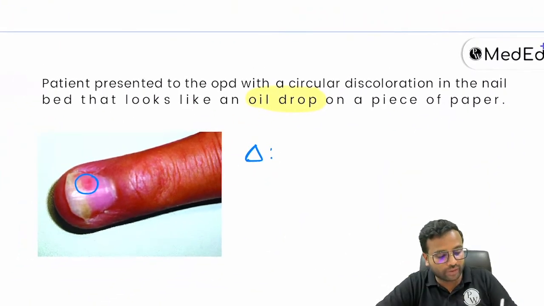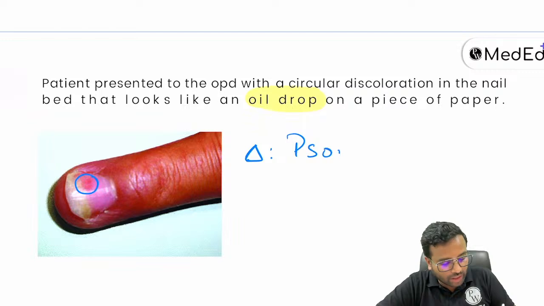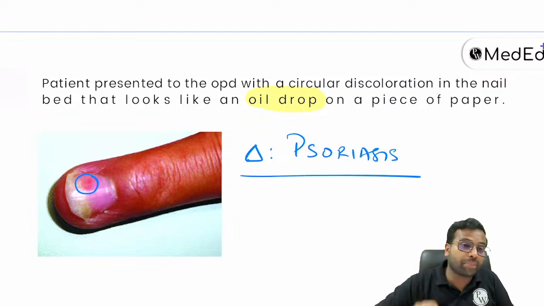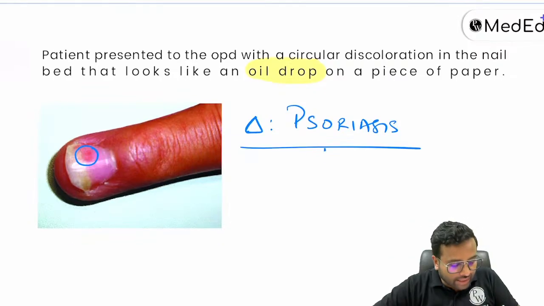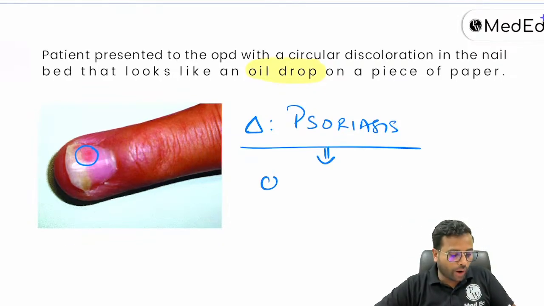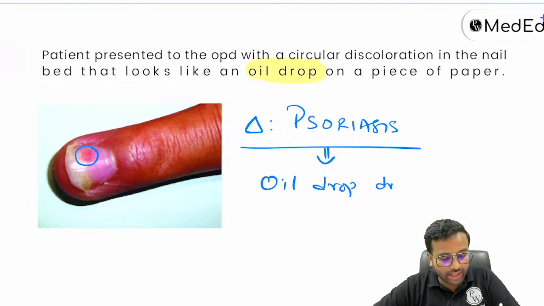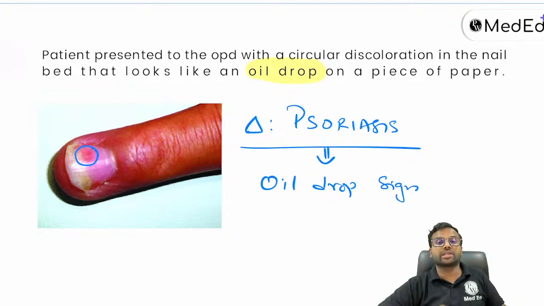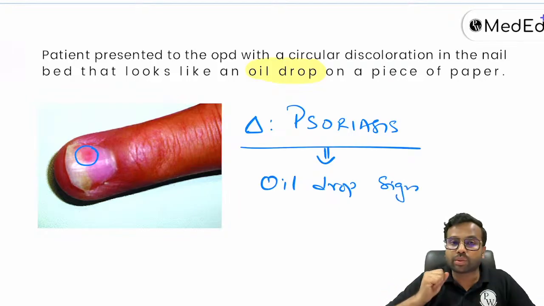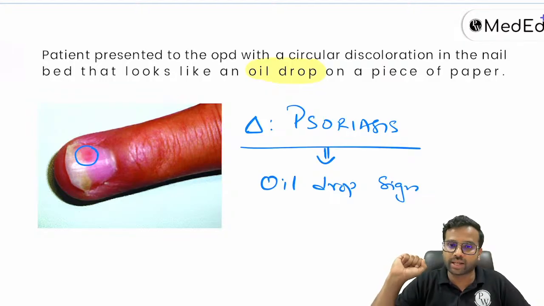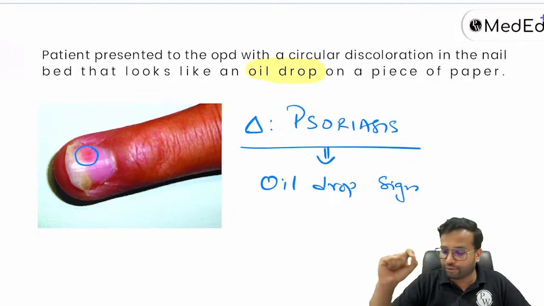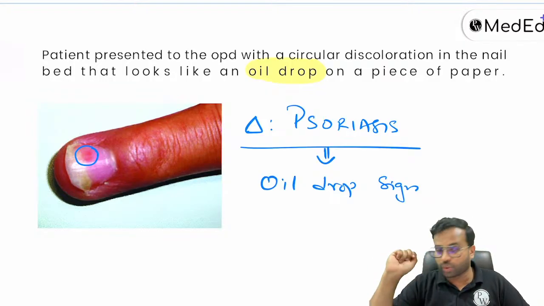I completely agree with you. Here the diagnosis is psoriasis. So in psoriasis, this typical nail finding is called the oil drop sign. And remember, the oil drop sign is the most characteristic nail finding when it comes to patients of psoriasis.